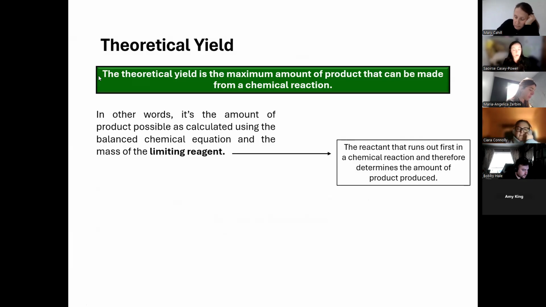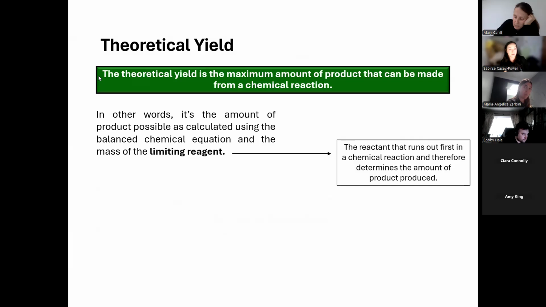The other reagents are what's known as being in excess. Okay, so we often have too much of those. The limiting reagent decides how much of the product will form. Once that has been used up, the reaction will stop. Okay, so no more will form.